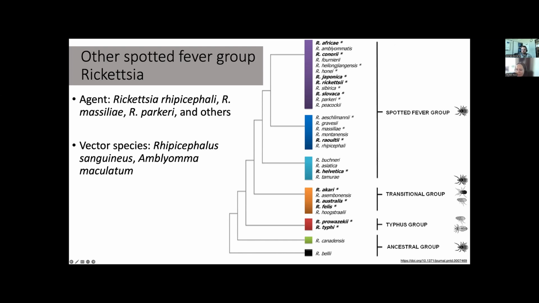All right. Oh, it looks like there was also Rickettsia monacensis found in Dermacentor in the inland northwest. Very cool.